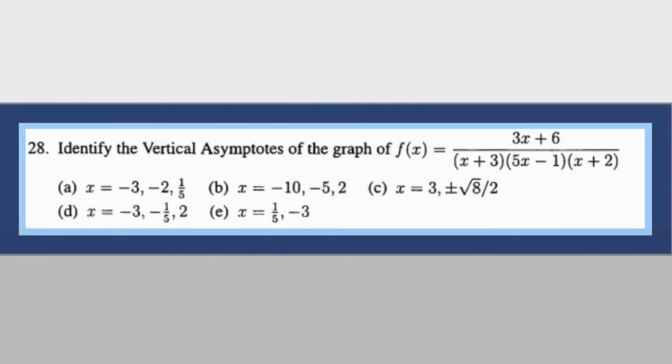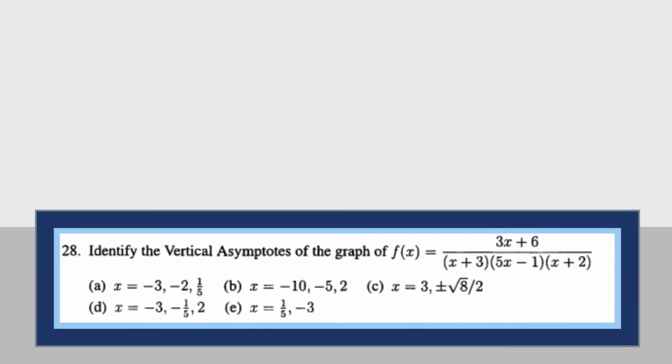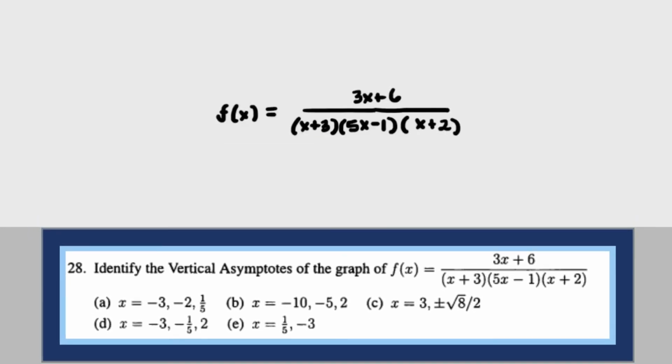Alright guys, so for number 28, it says identify the vertical asymptotes of the graph of f of x equal to 3x plus 6 all over x plus 3 times 5x minus 1 times x plus 2. So I'm going to write down this equation real quick. Alright guys, so I wrote down f of x, so we have f of x equal to 3x plus 6 all over x plus 3 times 5x minus 1 times x plus 2, my bad.